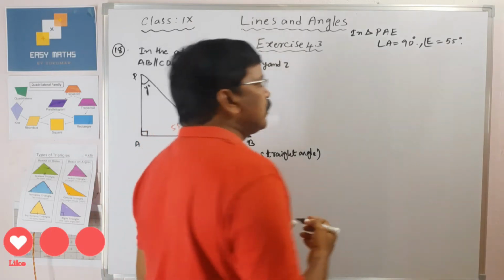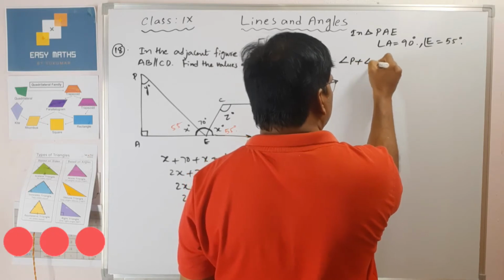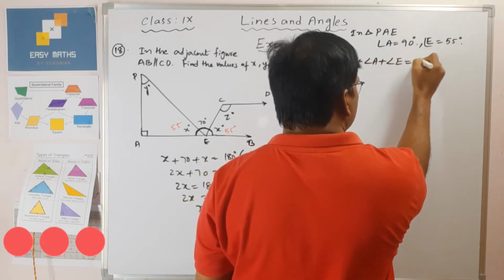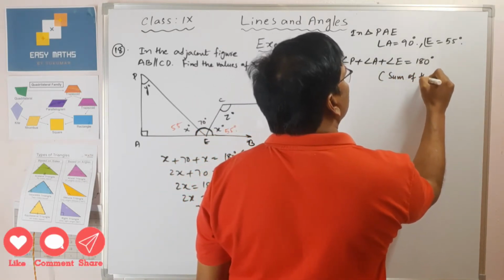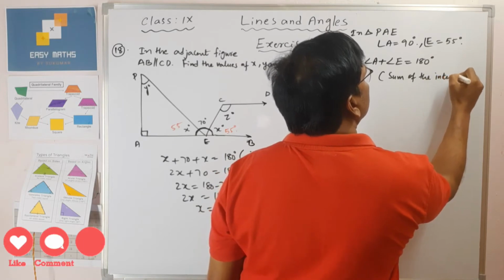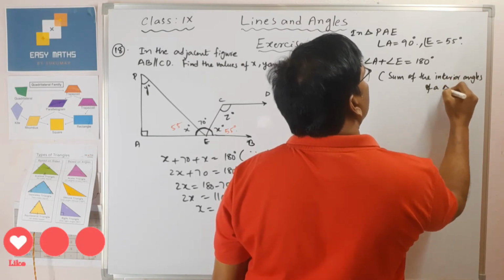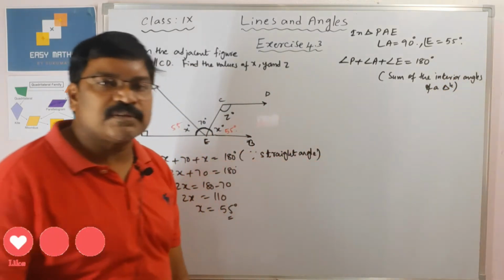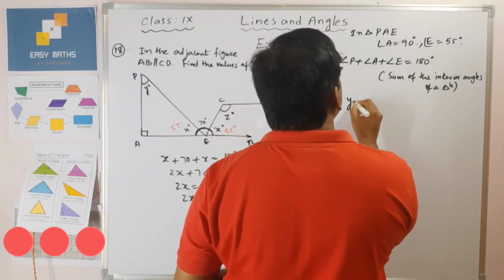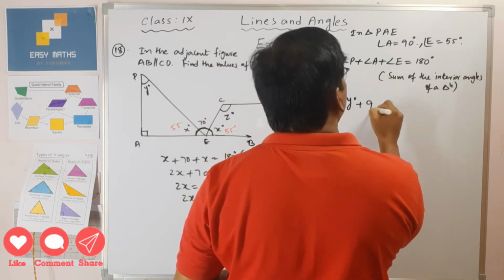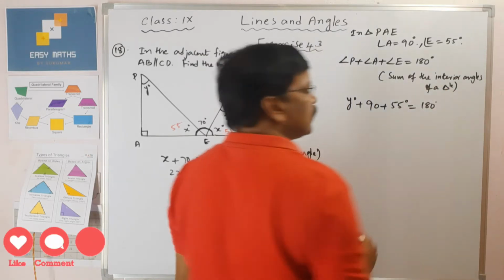So here in this triangle PAE, what is the sum of the interior angles? Angle P plus angle A plus angle E is equal to 180 degrees. Why? Sum of the interior angles of a triangle. So angle P is y degrees plus angle A is 90 and angle E is 55 degrees. So this sum is equal to 180.